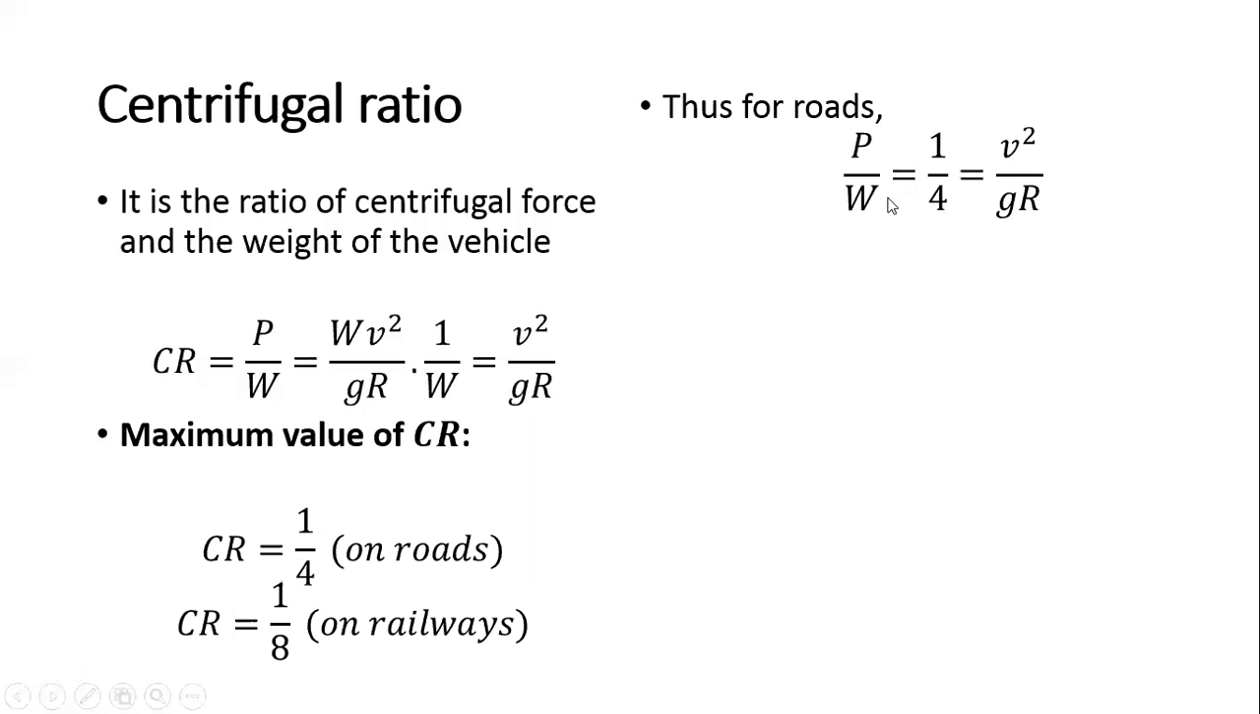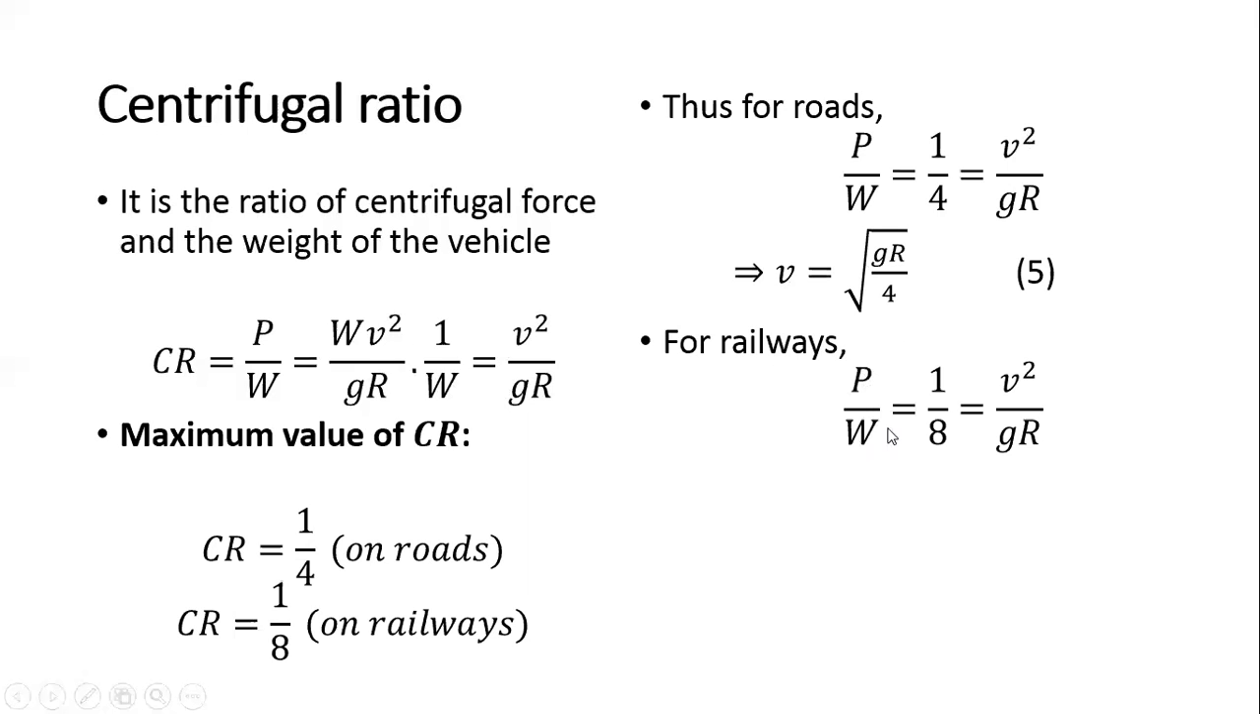Now what will happen? P by W is nothing but your centrifugal ratio, and it is 1 by 4 on roads, equal to V square over GR. So using this relation, I can find out V. So V is equal to under root of GR by 4. For railways, P by W is equal to how much? 1 by 8 is equal to V square over GR. So V is equal to under root of GR over 8.